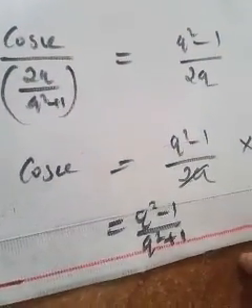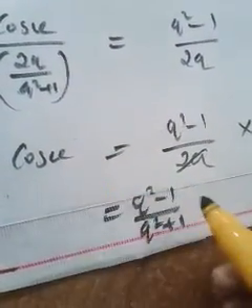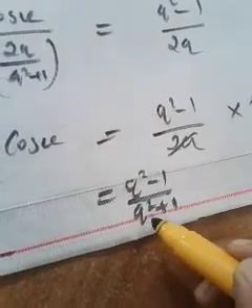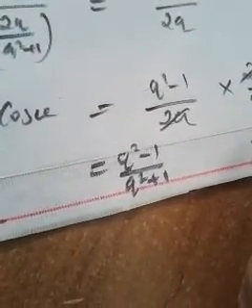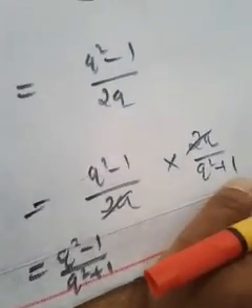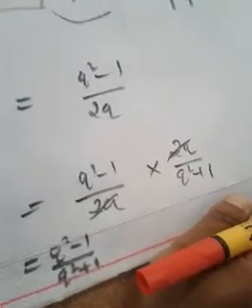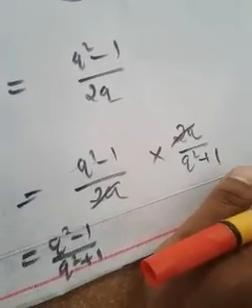Actually, the question is to find out sec theta. Once we get the value of cos theta as q square minus 1 by q square plus 1, what will be sec theta? Just take the reciprocal, and sec theta will be q square plus 1 divided by q square minus 1. You may have understood the value of sec theta will be q square plus 1 divided by q square minus 1. Okay.